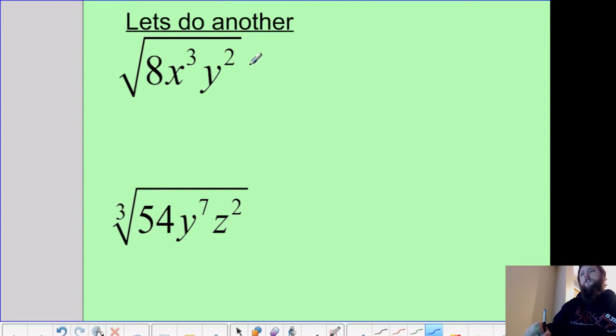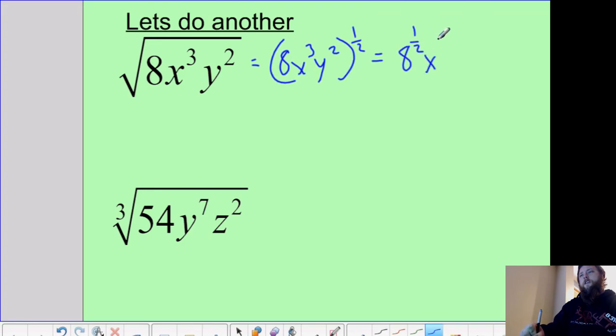Let's do another one of these. Again, I'm going to write this as 8x cubed y squared to the 1/2 power. Distributing that, I get 8 to the 1/2 power, x to the 3/2 power, and y to the 2/2 power. Y to the 2/2 can be reduced, so I can write this as 8 to the 1/2 power, x to the 3/2, and then just times y.